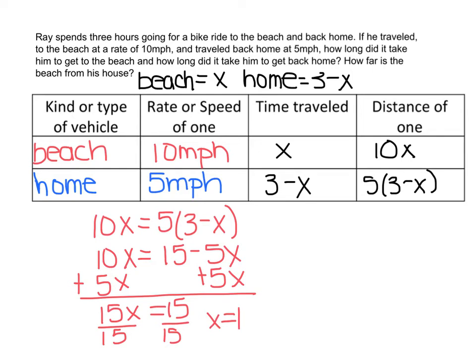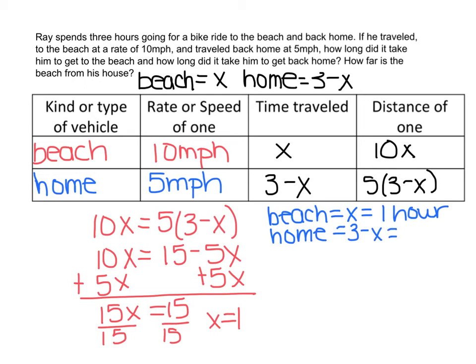Now we have to plug back in. To the beach, which is x, means he traveled for 1 hour to the beach. Back home, which was 3 minus x, is going to be 3 minus 1, which is 2 hours back home. So that's one part of the answer.